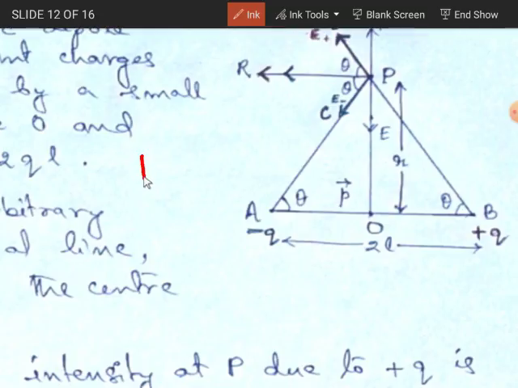The electric field E minus will be equal to 1 by 4 pi epsilon naught into the magnitude of the charge, q, divided by the distance square, AP square. So how do we find this distance AP square first?